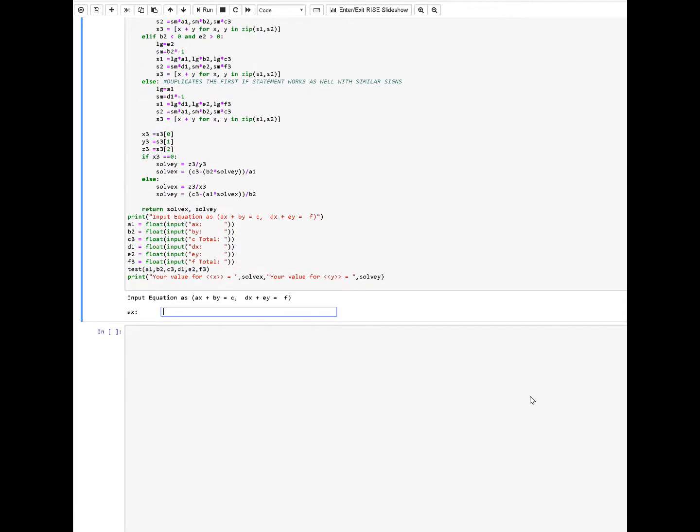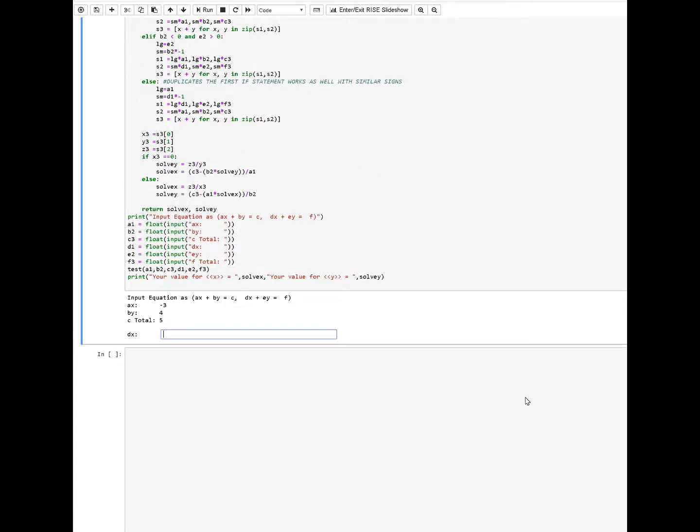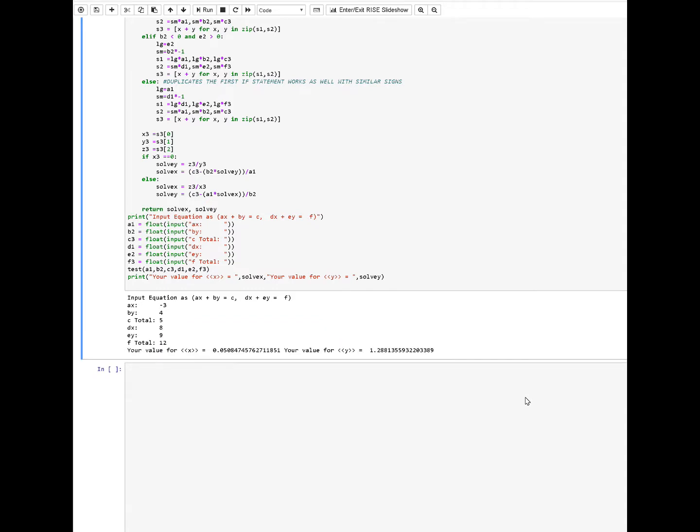In the meantime, let's give this code a shot. I apologize for speaking really fast, but I have no choice. 5, and let's make it 8, 9, and 12. And you see it solves right there for the system of equations. Here's your x, and there's your y. And again, it's in that format.